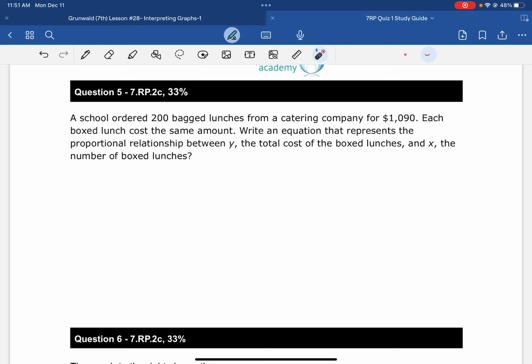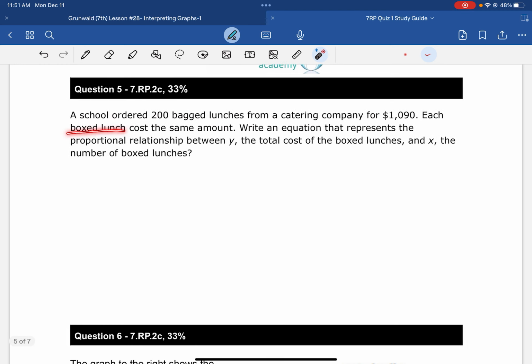So this question says, a school ordered 200 bag lunches from a catering company for $1,090. Each box lunch costs the same amount. Write an equation that represents the proportional relationship between y, the total cost of the box lunches, and x, the number of box lunches. So they're asking us to actually write an equation that represents a proportional relationship.